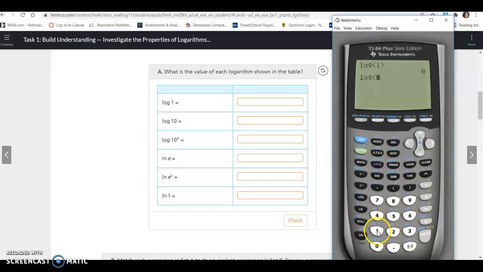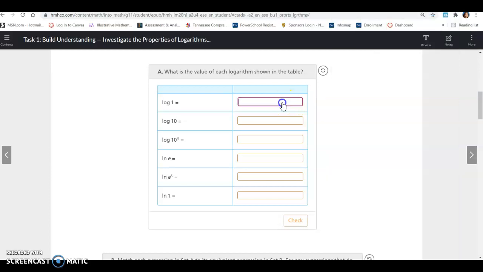Log of 10. And remember, base 10 to the 10th. So those 10s cancel, and that's why that's 1. And then log of 10 to the 4th. And that's just going to be 4, because again, the base 10 and this 10 cancel, and that leaves the exponent here. So 0, 1, and 4.